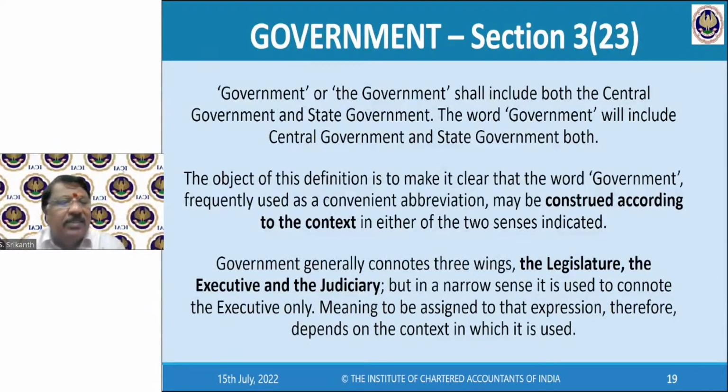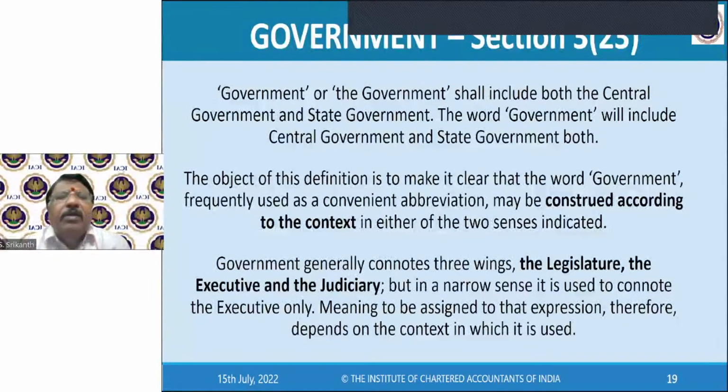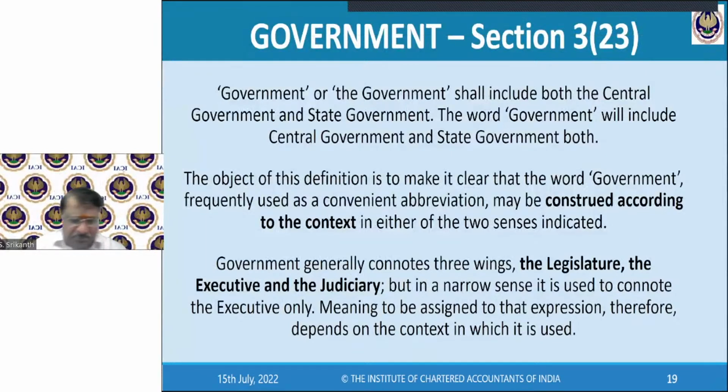See, generally in a state legislature, if the word government is used, then it is the state. In a central law, if the word government is used, it is the central government. We already know, government is not a single entity. Government includes legislature, executive, and judiciary. But in a narrow sense, it is used to connote the executive only. I go back. In so many sections in the Companies Act, we saw the words central government: approval by central government, application to central government. In all those cases, central government always meant the executive.